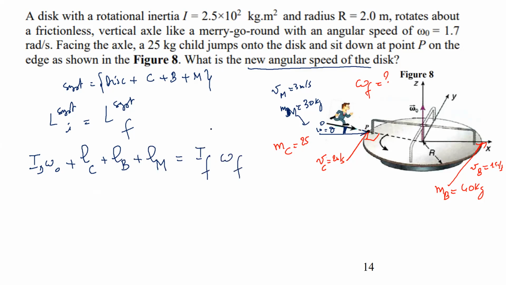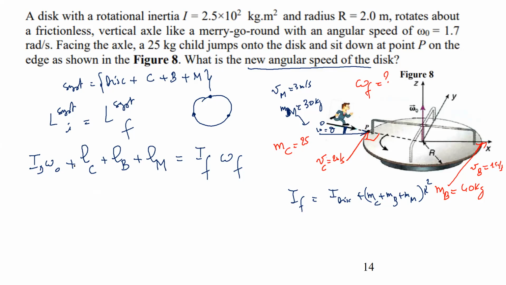By the way, at the end, all of them will be at the edges. So the final moment of inertia will be that of the disk plus the mass of child C plus the mass of child B plus the mass of child M, multiplied by R squared. Because all of them will end up at the edges.